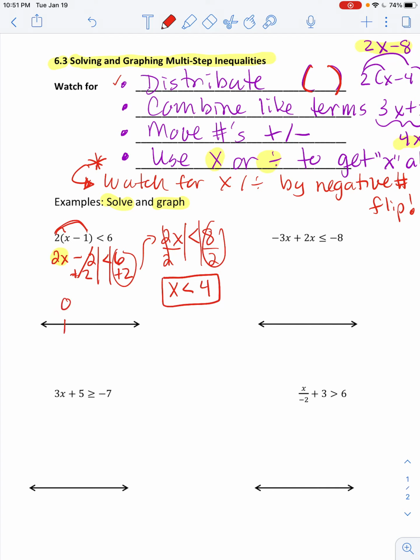So when I go to graph it, 1, 2, 3, 4 is right here. It is strictly less than, not or equal to. So I'm going to put a big open circle saying, I'm going to start at 4, but I'm not actually including the 4. And then an arrow is going to shoot off to the left saying all these numbers are less than 4.